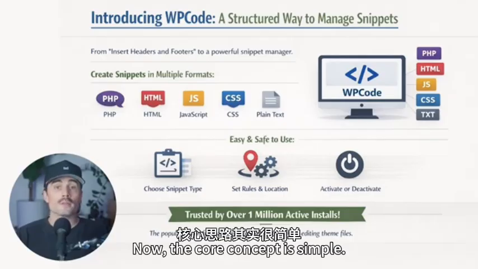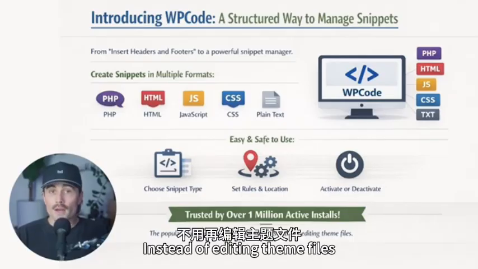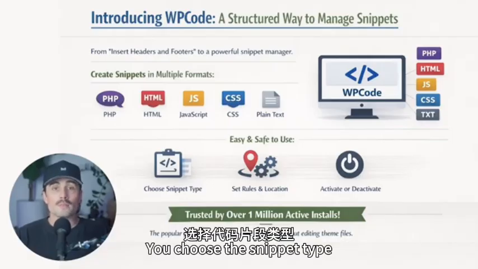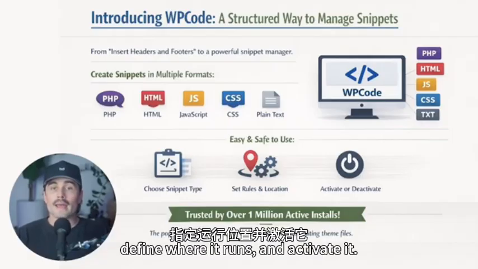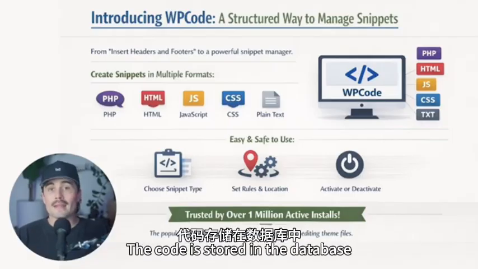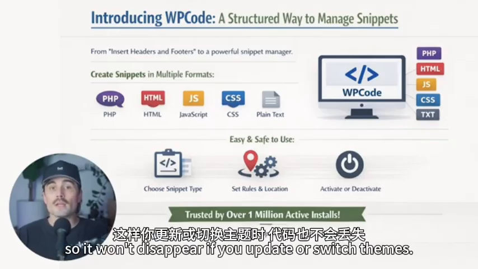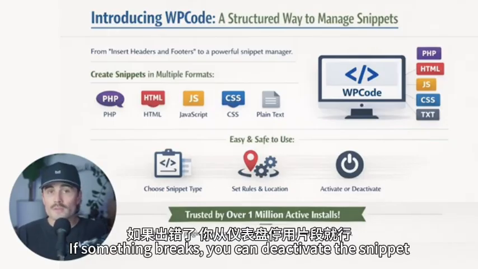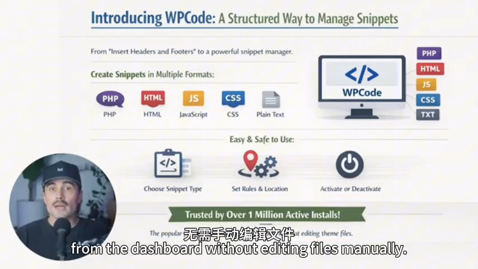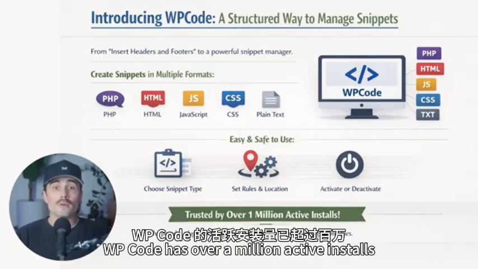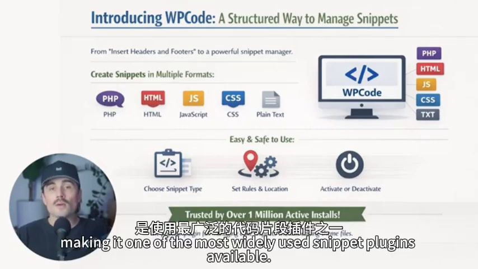Now, the core concept is simple. Instead of editing theme files, you create a snippet inside WPCode. You choose the snippet type, define where it runs, and activate it. The code is stored in the database, not inside your theme, so it won't disappear if you update or switch themes. If something breaks, you can deactivate the snippet from the dashboard without editing files manually. As of recent WordPress repository data, WPCode has over 1 million active installs, making it one of the most widely used snippet plugins available.